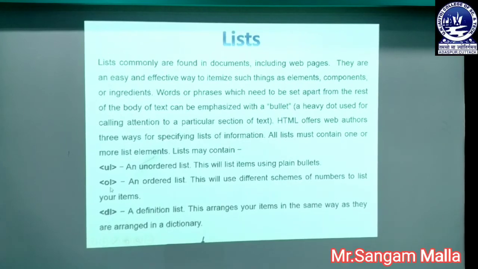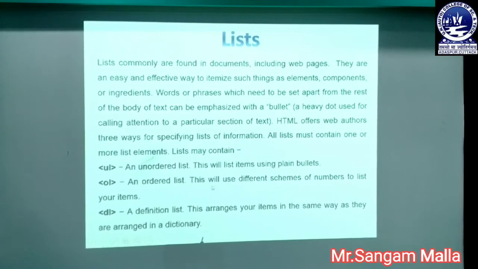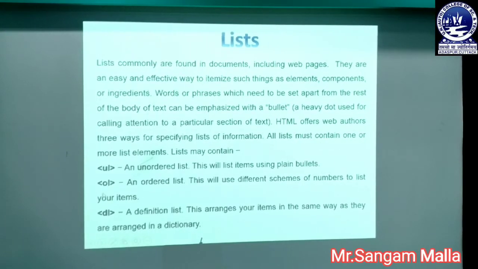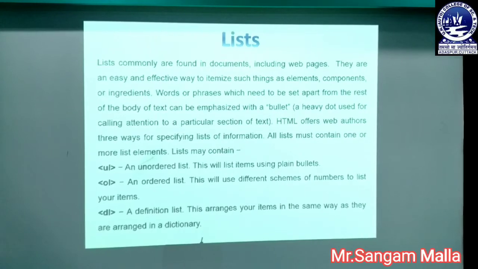Second comes the OL tag, an ordered list. This will use different schemes of numbers to list your items. That means the OL tag will be used to give numbers to the specified text or phrases. We can implement a number of ways through which we can number or order the list of items in the web page.